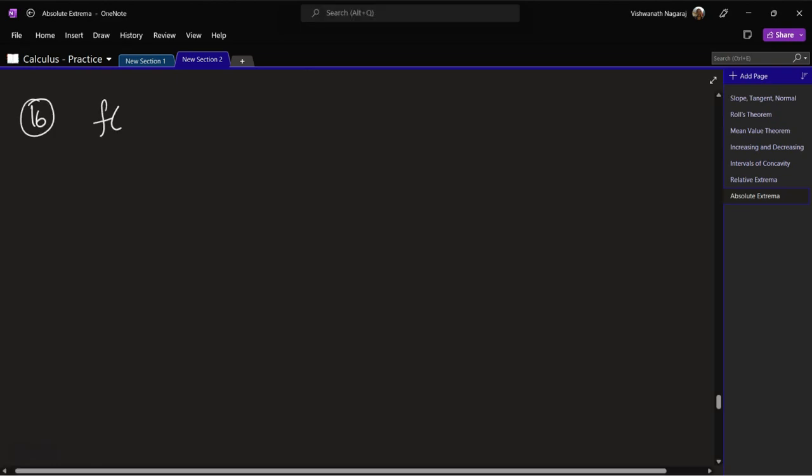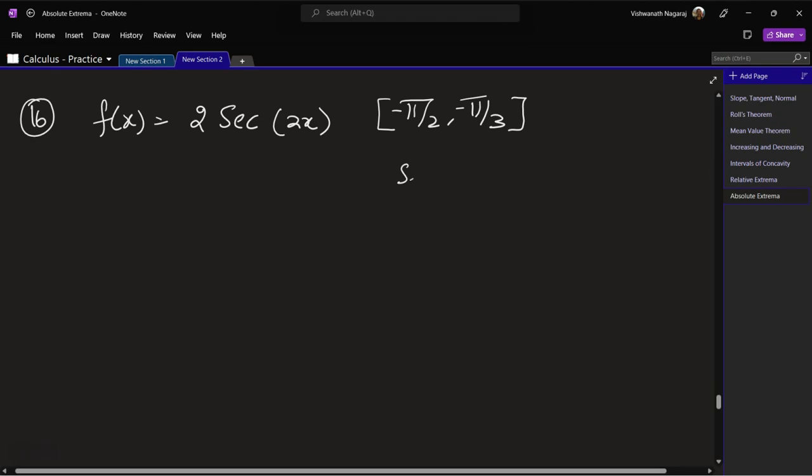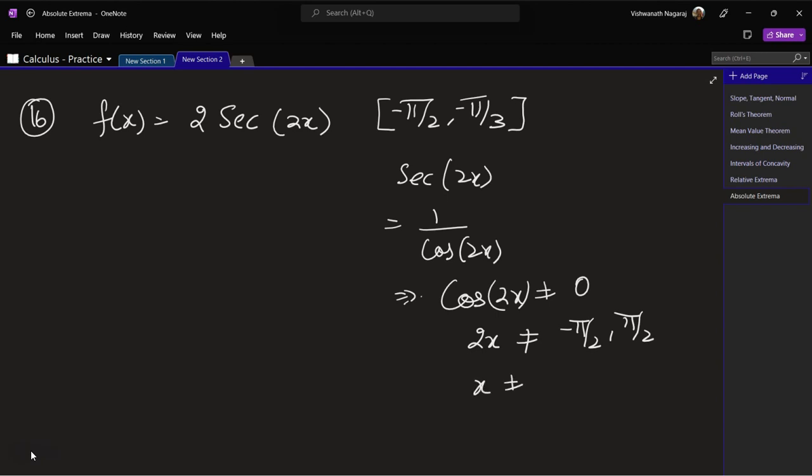16th one. f of x is equal to 2 sec 2x in the interval minus pi by 2 to minus pi by 8. sec 2x can be written as 1 by cos 2x, which basically implies that cos 2x cannot be equal to 0, which means 2x cannot be equal to minus pi by 2 and pi by 2, which means x cannot be equal to minus pi by 4 and pi by 4.